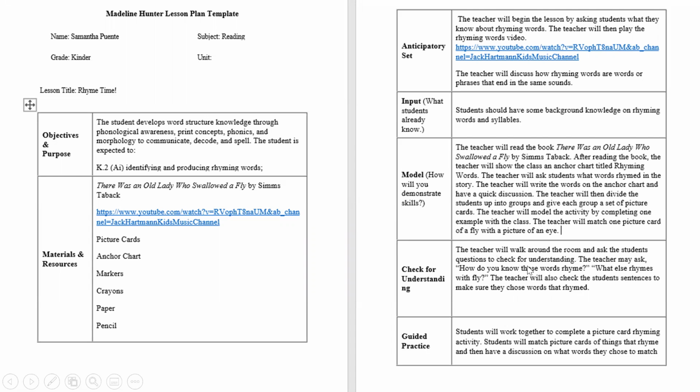And then to check for understanding, I would walk around the room and ask students questions such as, how do you know these words rhyme? What else rhymes with fly? Just different things like that, just to make sure that they're understanding the lesson. And then I'll also check to see if they chose words that rhyme for the sentences that they're going to write after. And for guided practice, again, they're going to be completing the rhyming word picture card activity.